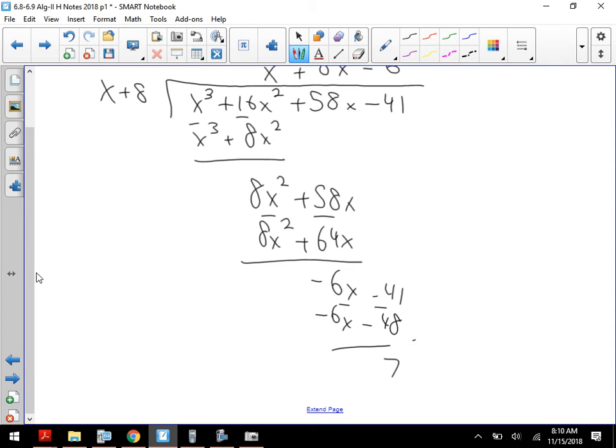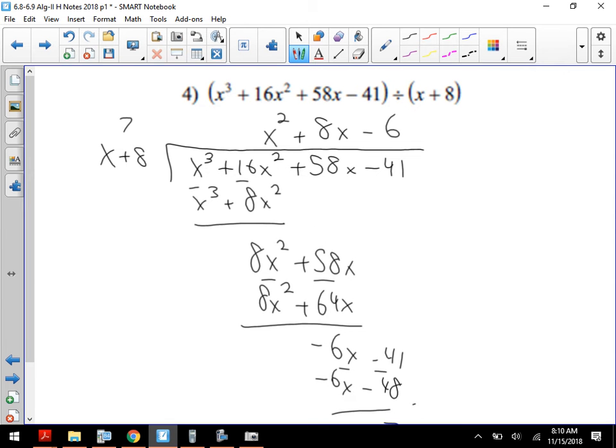And then what do you do with your remainder? Put it over the x plus 8 like that. And there you go.